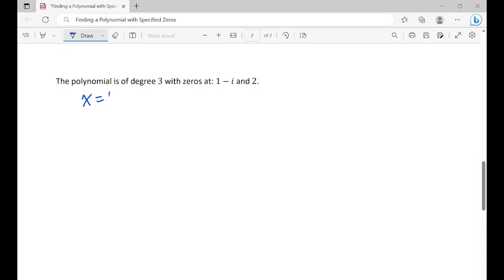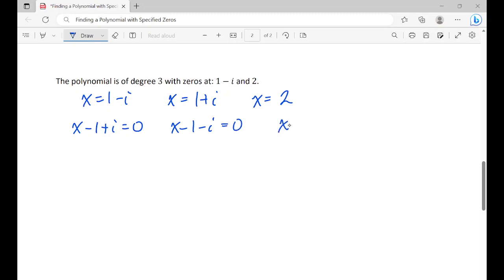So x equals 1 minus i, and it has a conjugate pair, 1 plus i, and x equals 2. So when you're only given one complex zero, you know that the conjugate pair is the other part that's missing. Always and forever. Now we're going to deal with this by bringing it all back together. So x minus 1 plus i equals 0. x minus 1 minus i equals 0. And x minus 2 equals 0.